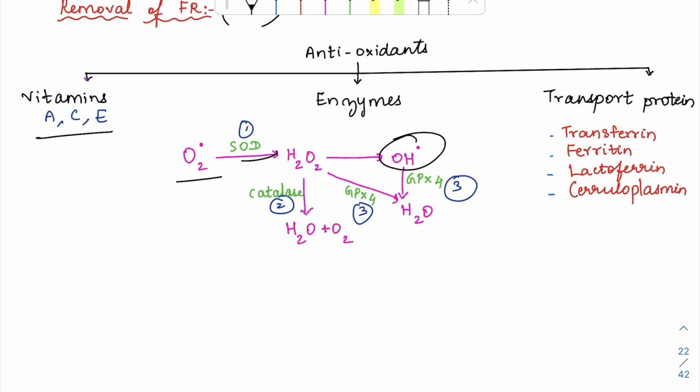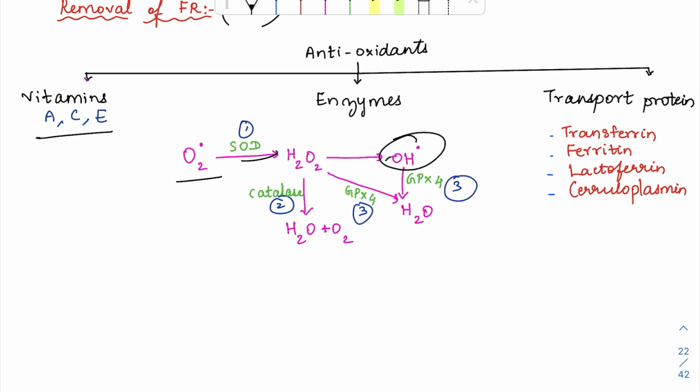Simultaneously, this H2O2 can also be broken down by an enzyme called catalase into water and oxygen. So the second antioxidant will be catalase. Then this hydroxyl ion and also this H2O2 can get converted directly into water with the help of another enzyme called glutathione peroxidase. So GPX4 is glutathione peroxidase. So superoxide dismutase, catalase and glutathione peroxidase are the three enzymatic antioxidants.